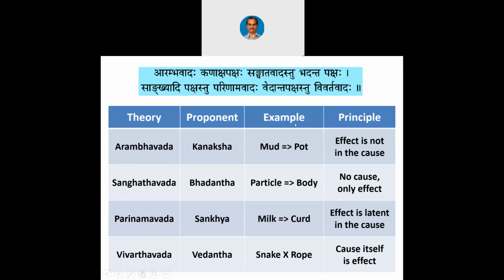The third one is Parinamavada. Parinama means, again, what is the happening later on? What is the ultimate result later on? This is Sankhya. In the Sankhya Shastra, it is simply Parinama, meaning milk is going to become curd. If you leave the milk as it is, after a day or two, milk is going to become curd. That means to become curd, it was there already in the milk, without which milk cannot become curd, which means the effect is latent in the cause.